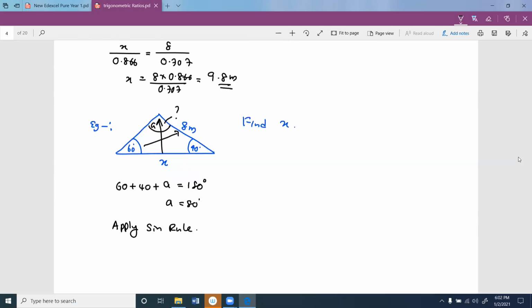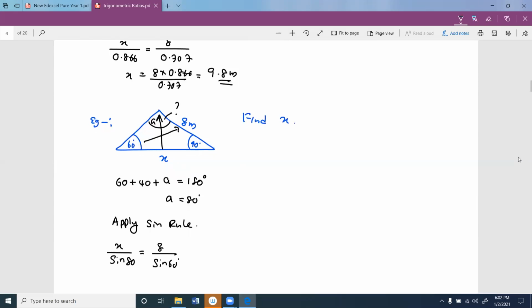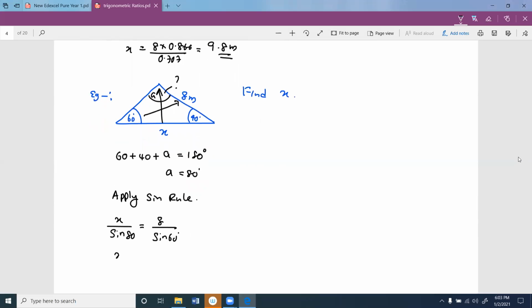Apply sine rule. So you can say x divided by sine 80 is equal to 8 divided by sine 60. If you are smart enough, you can simply write x is equal to, by cross multiplying, 8 times sine 80 divided by sine 60. What I did was I just brought the sine 80 to this side. Then x is the subject. With that, you can get this answer at once.